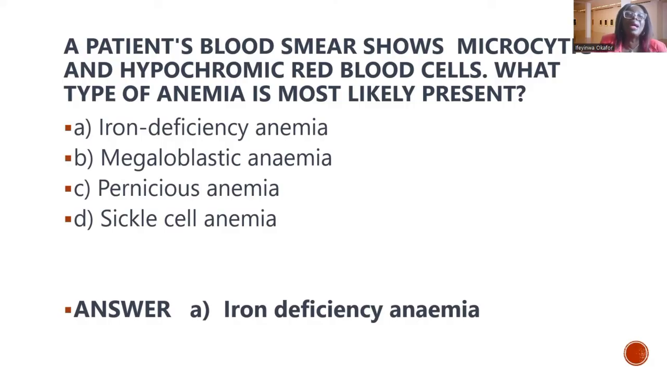Whenever you have microcytic and hypochromic red blood cells in a peripheral blood picture, the first thing to suspect is iron deficiency anemia. Remember, iron deficiency is not the only thing that can cause microcytosis, but you need to rule that out before you start suspecting other things like thalassemia that can also cause microcytosis. So you have a microcytic and hypochromic red blood cell picture in the peripheral blood. You first of all suspect what? Iron deficiency anemia.